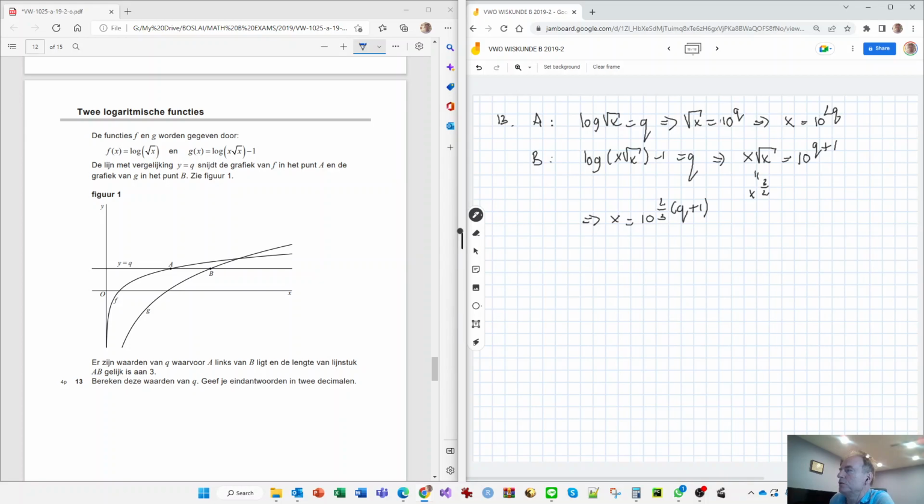Now, in order for this length to be 3, that means that that whole thing minus 10 to the power 2q is 3, and I don't see actually how you can do much analytically here.